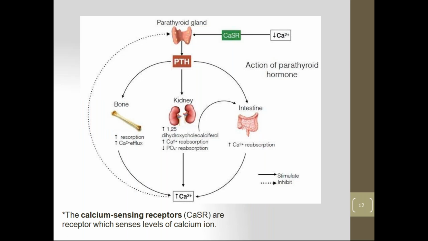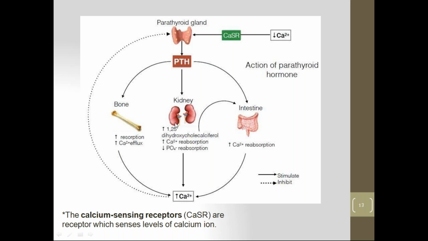Parathyroid hormone and calcium sensing receptors. Whenever the blood level of calcium is low, the calcium sensing receptors present on the parathyroid cell membrane sense the calcium levels and release parathyroid hormone into the blood. The released parathyroid hormone acts on bone, leading to resorption of calcium and activation of osteoclasts, which increases the calcium in the blood.